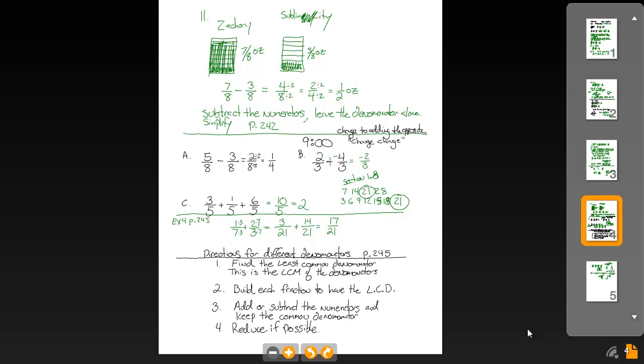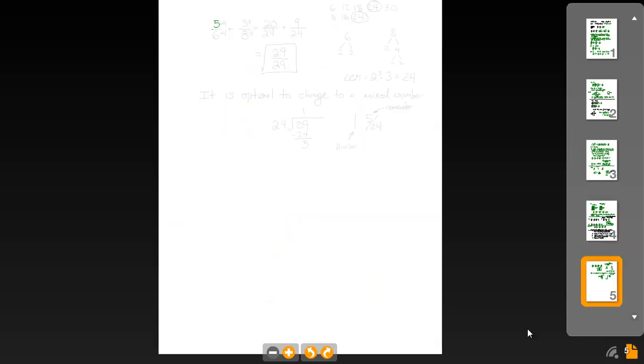Let's do 5/6 plus 3/8. So there's two ways to find the least common denominator. One would be listing or looking at my multiplication table, and looking for the first place that they have something in common, like 24.